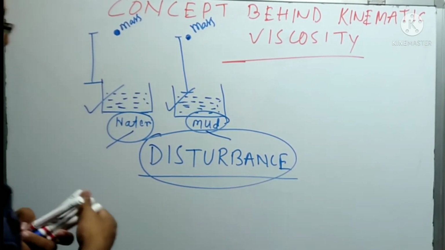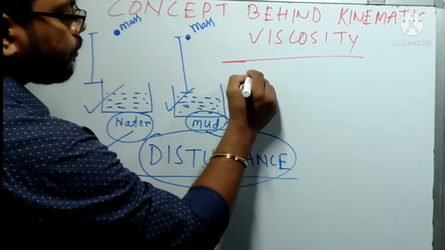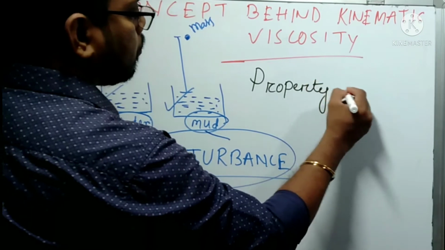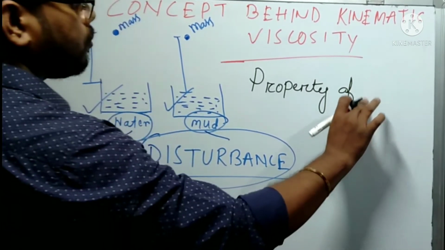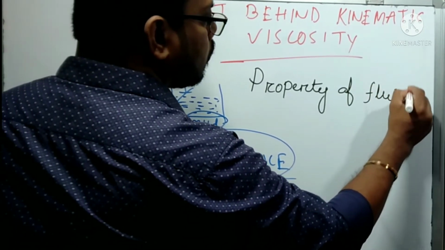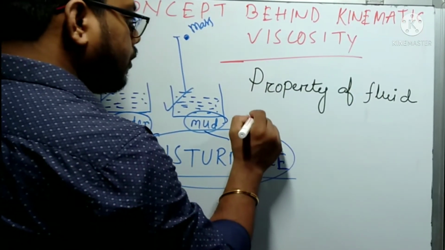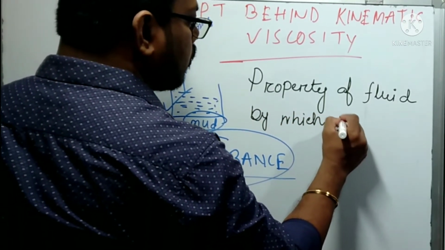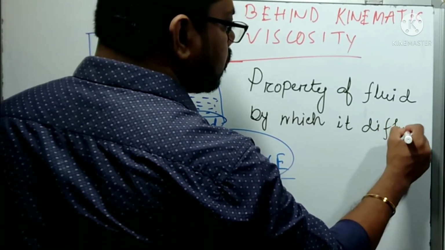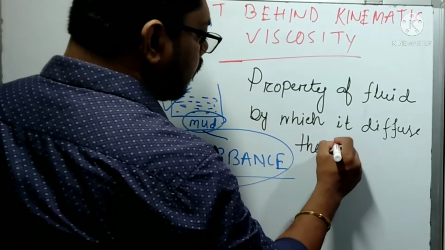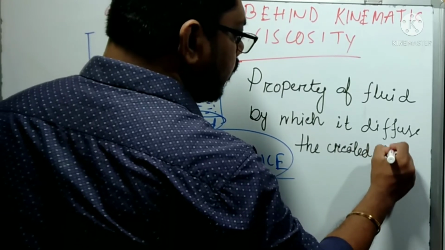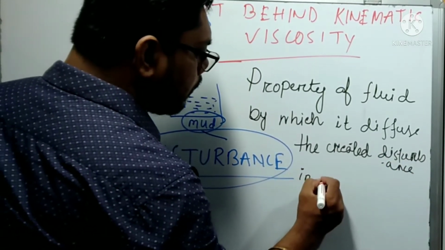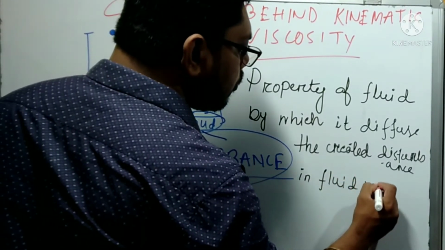So we can write that kinematic viscosity is a property of fluid by which it diffuses the created disturbance in fluid molecules.